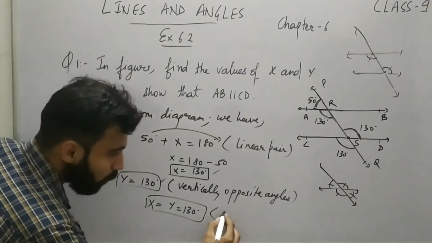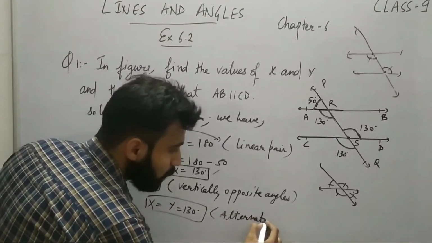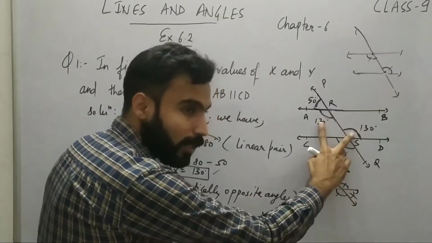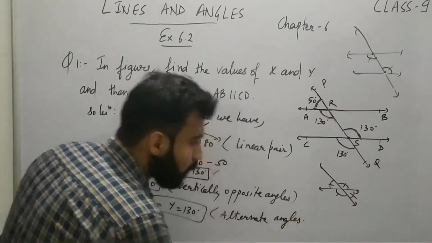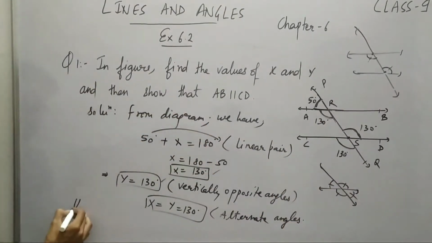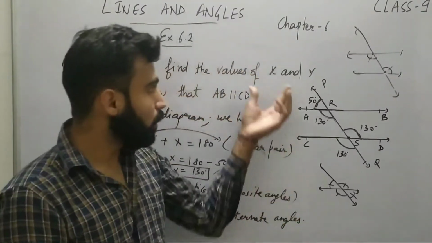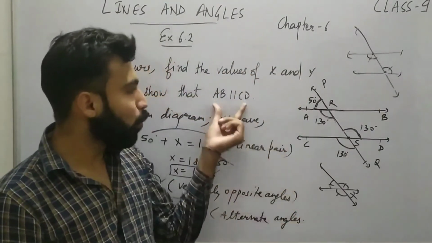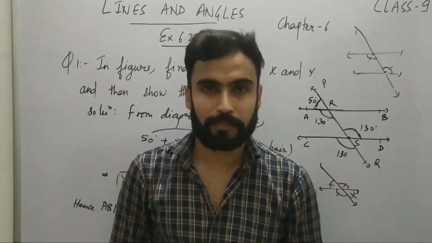So let me just write that alternate angles are these. So you can see x and y both are 130 degree, they are equal, that means they are alternate angles. Hence you can say AB is parallel to CD. So this is how we are going to find out first angle x and y and then prove AB is parallel to CD. That's all.